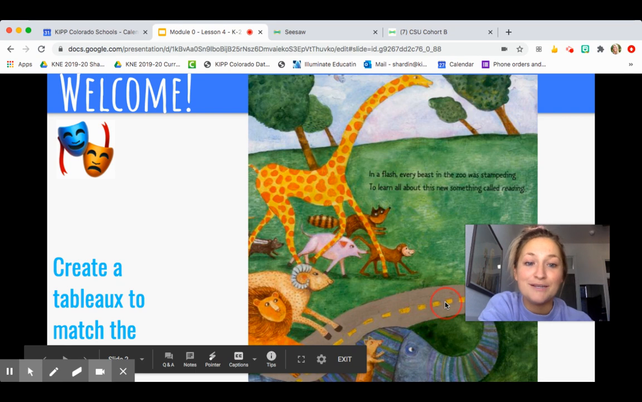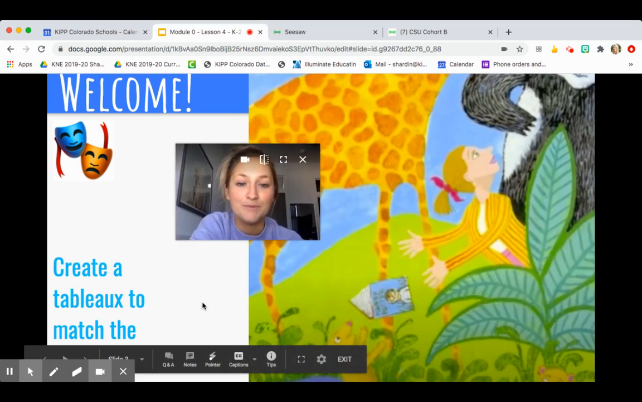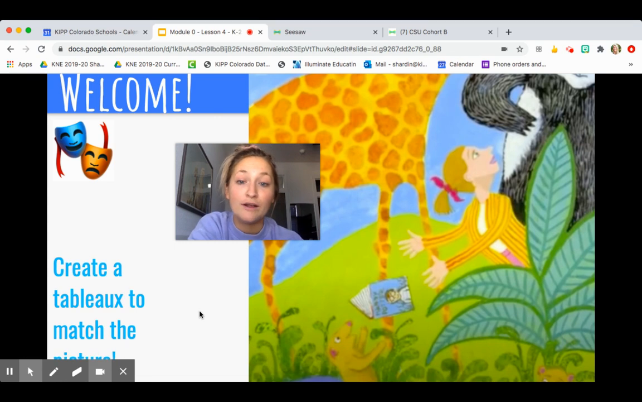So now that you've seen me act out stampeding, your job is going to be to act out what's happening on this next page. So take a second to look at the picture. You can choose if you want to be Molly McGrew or the otter. And if you have a sibling or maybe a parent that wants to help you act this out, that would be awesome too. Or you can do it all by yourself. But I'm going to give you about 10 seconds to get into your tableau pose.